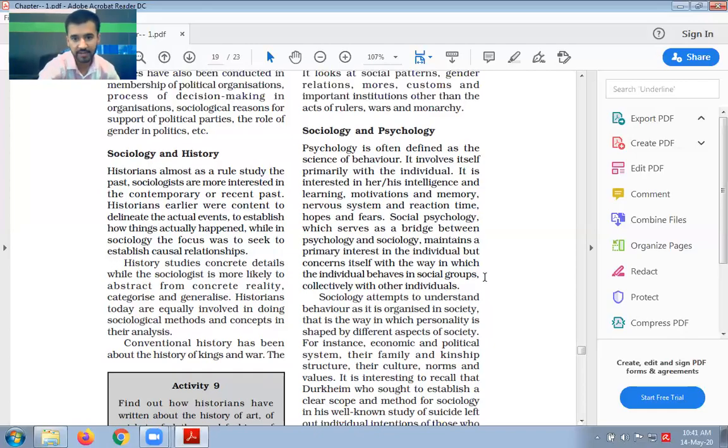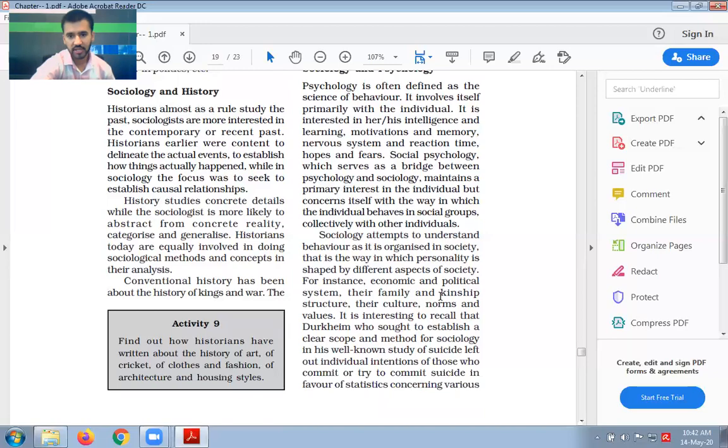It maintains a primary interest in the individual, but concerns itself with individual behavior and all those things. Okay, sociology attempts to understand behavior as it is organized into society. That is why society is where personality is shaped.